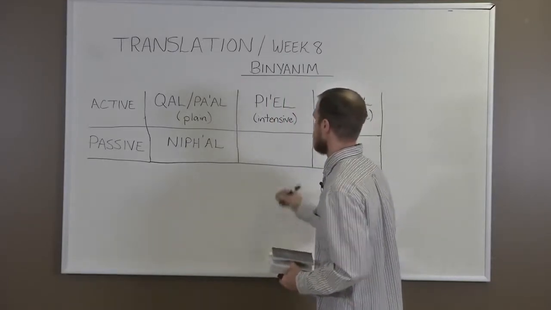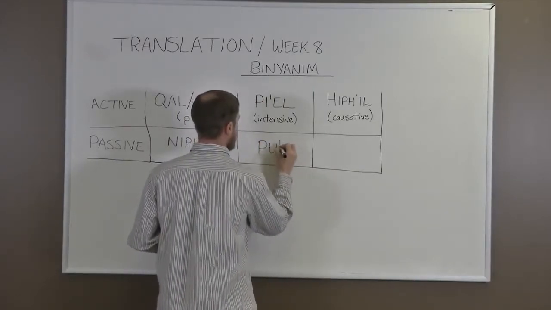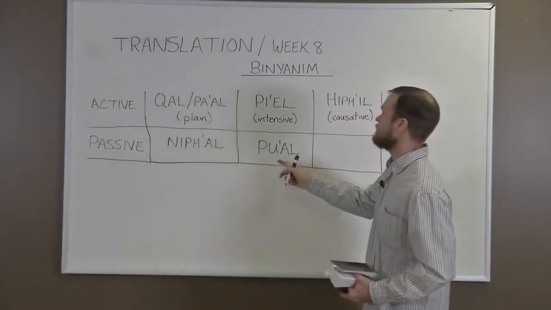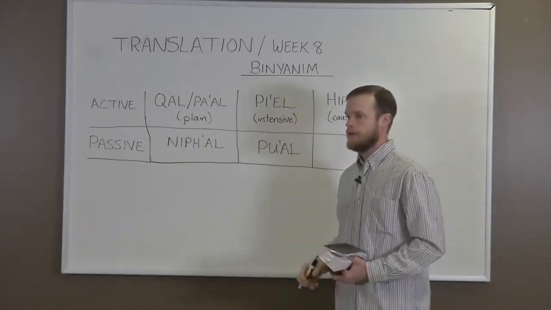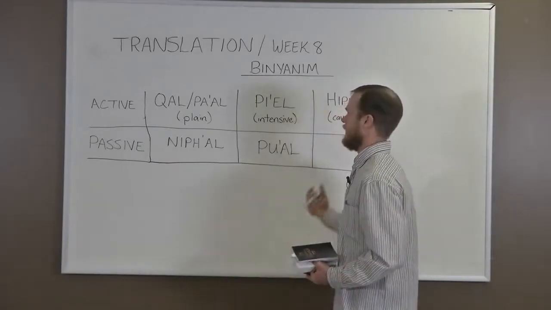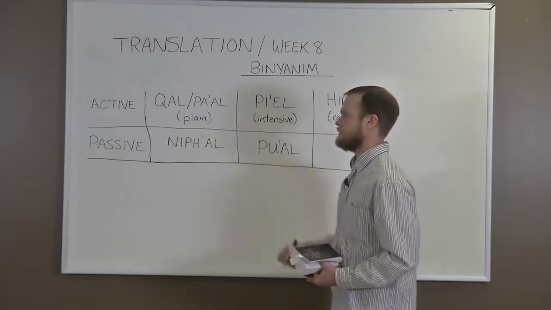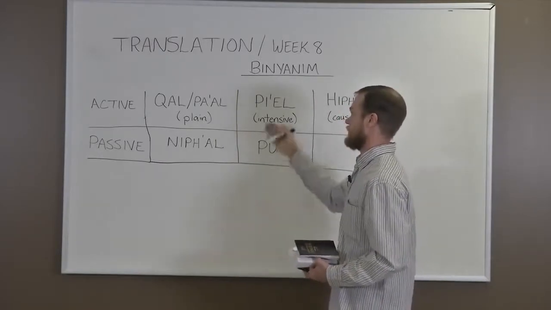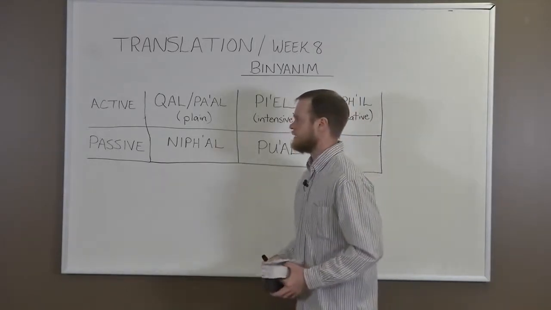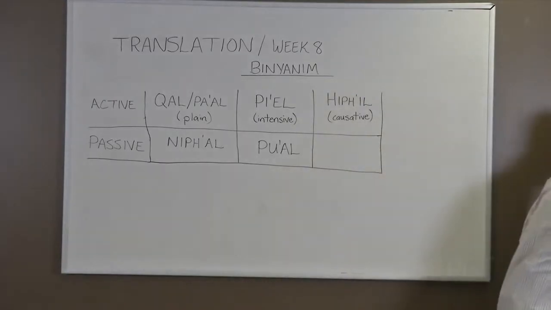All right, so the next one is called pual. Verbs conjugated in binyan pual have the same sense as verbs conjugated in the piel, so it's the same sort of intensive or extra nuance to the verb, but they are in the passive voice. So instead of acting out the piel verb, they're having the piel verb acted upon them.